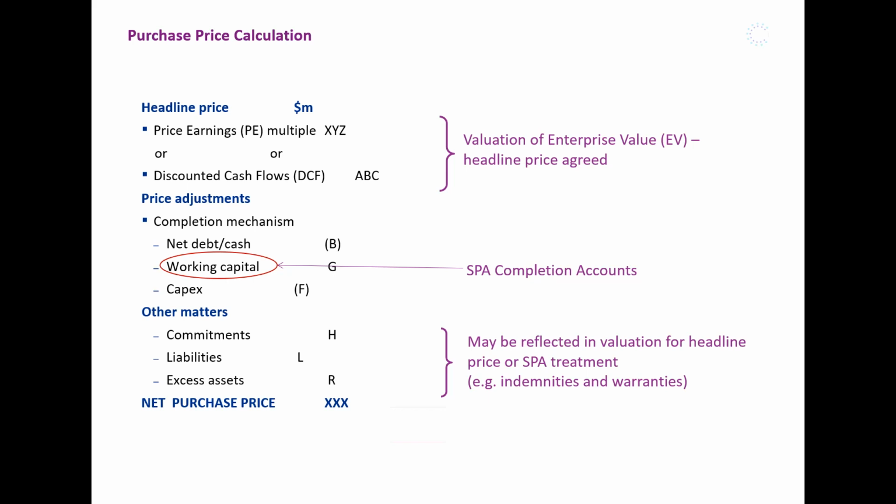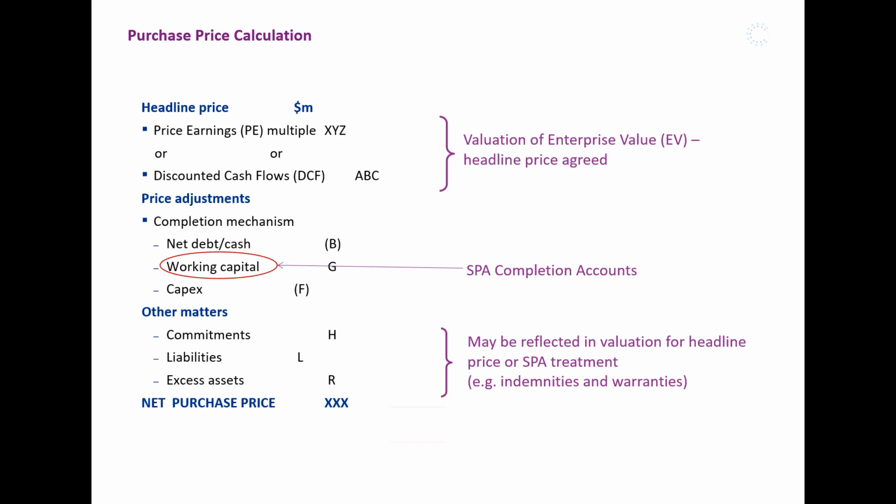So far we've been through a calculation of headline price, which is typically based on a multiple of earnings. It can also be based off a DCF analysis. Then we get to the price adjustments where working capital sits. The most common one is a net debt adjustment, which is the difference between debt and debt-like items, offset by any cash in the business.